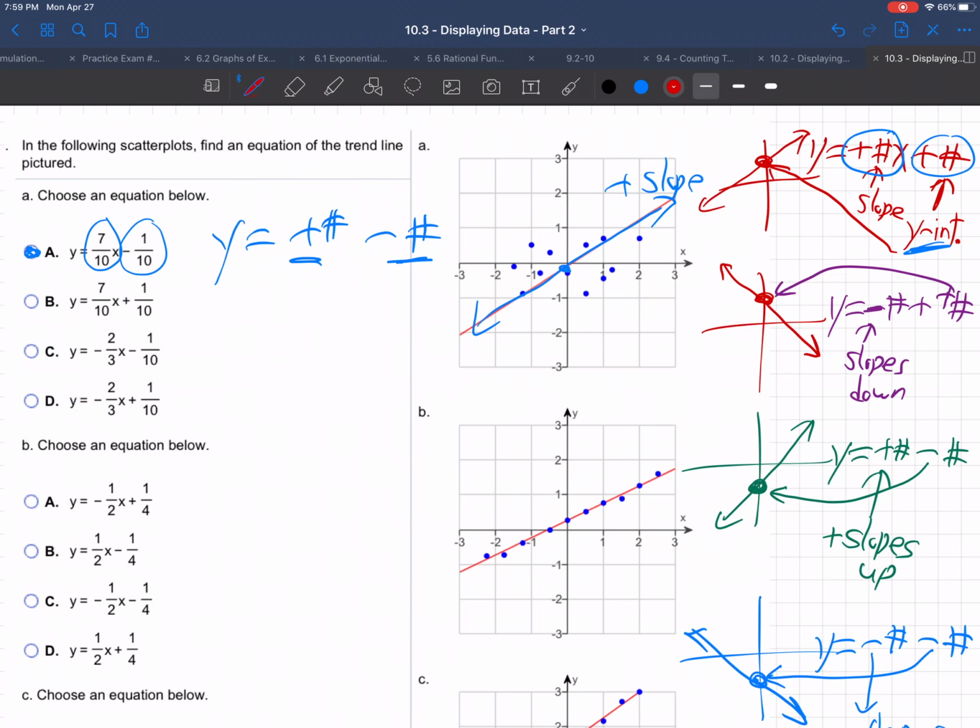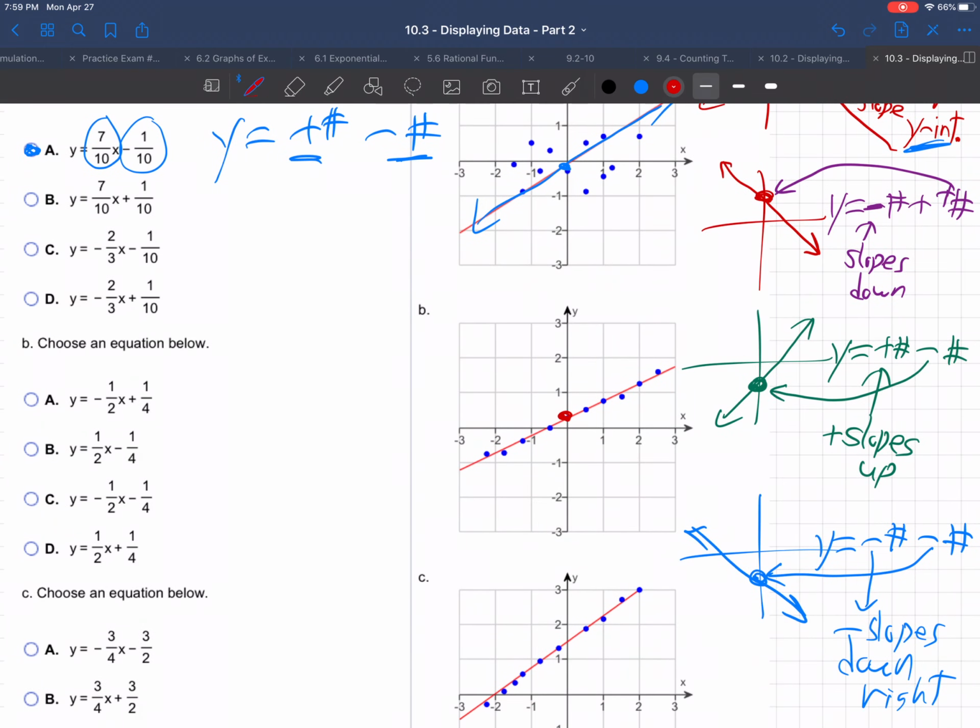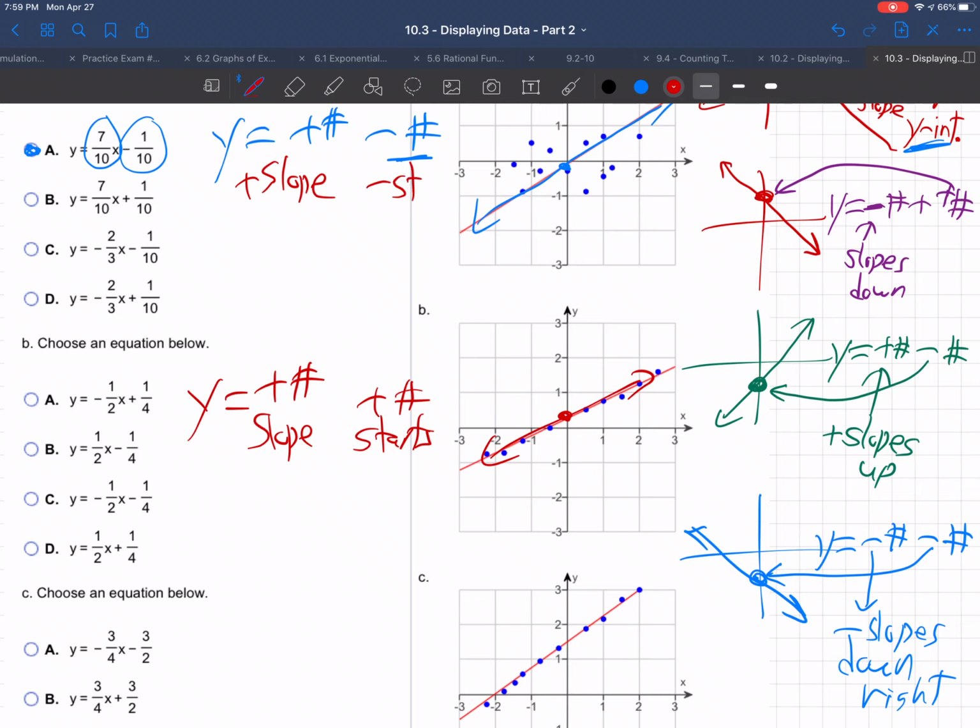Let's try B. So if you look at B, it hits right here above. So the number at the back is going to be positive. And it's going up to the right. So it's also positive. Positive in the front for the slope. Like this one also was a positive slope, and negative in the back where it starts. This one was negative at the start. So positive then positive. We're looking for both positive on this one. That's down here at D. Positive and positive.